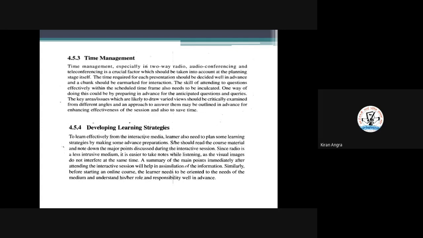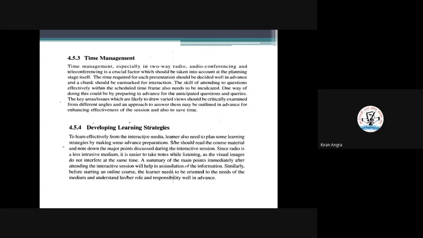There is always a summary in this learning material, as you see in IGNOU. The learning material also has some questions, so that it can help you assimilate the information, and this interactive session will also help you to do that.